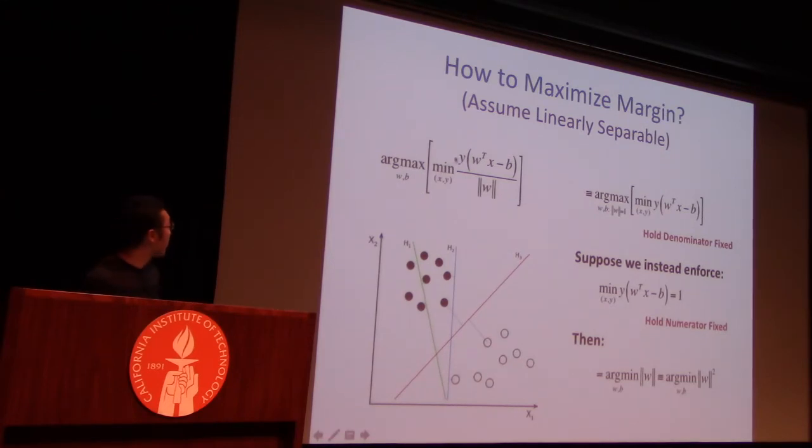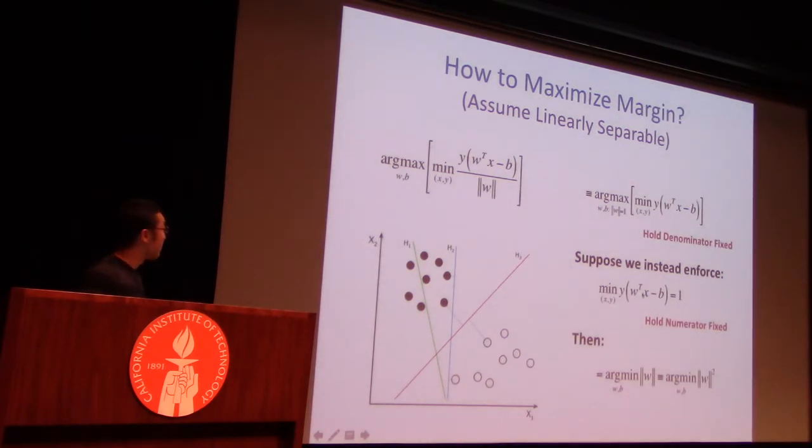Because there are an infinite number of equivalent solutions in this particular formulation of the optimization problem, we're going to constrain it. And there are 2 different ways of constraining it. We're going to constrain it by forcing the numerator to be a constant, in which case we're simply maximizing 1 over the norm of W, subject to some constraints. And that's equivalent to minimizing the norm of W, which is equivalent to minimizing the squared norm of W, since the square is a monotonic function.